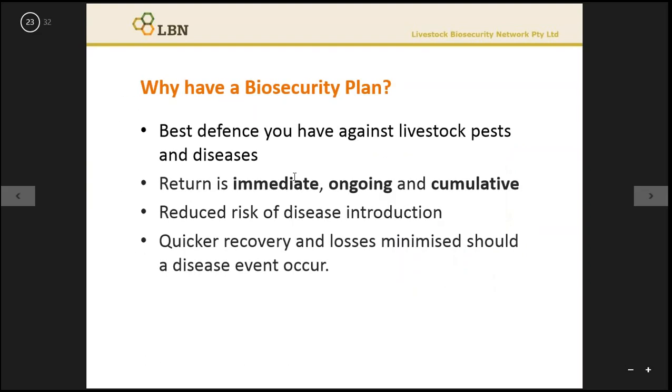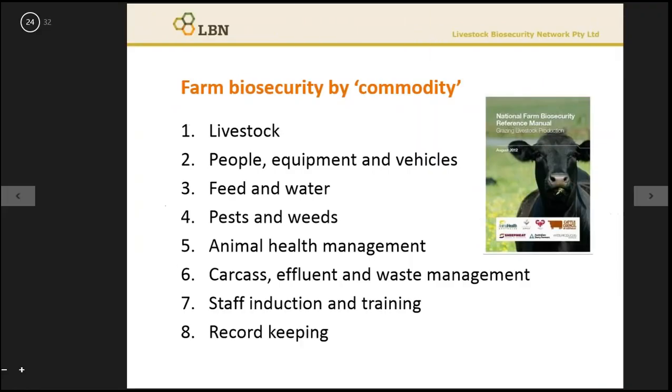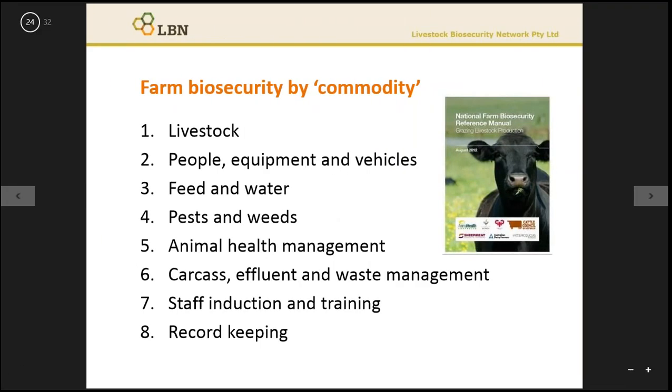A biosecurity plan is basically the best defence you have against livestock pests, weeds and diseases. It will reduce the risk of introduction, but also lead to quicker recovery and reduced losses should a disease event occur. And because it's working for you from the moment you implement it, the return is immediate, ongoing and cumulative.